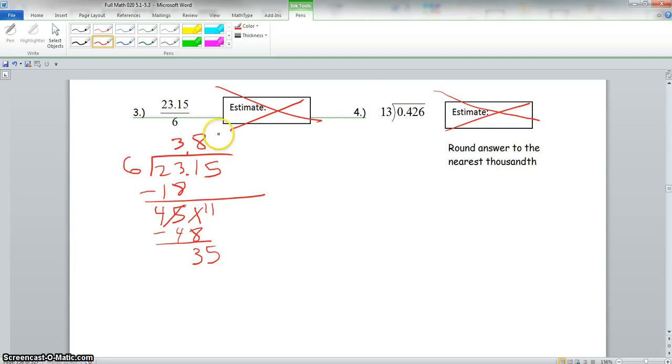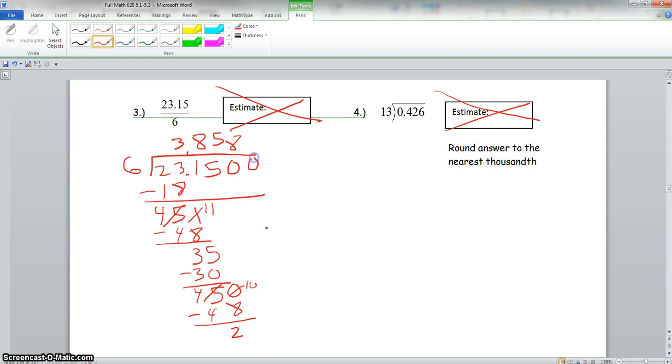6 goes into 35 5 times. So we do 35 minus 30, which leaves us 5. Now we add a 0 here. We bring this 0 down. 6 goes into 50 8 times. 8 times 6 is 48. And 50 minus 48 is 2. Now again, we borrow 1 from this 5, make this a 4, and this 0 becomes a 10. 10 minus 8 is 2. 4 minus 4 is 0.